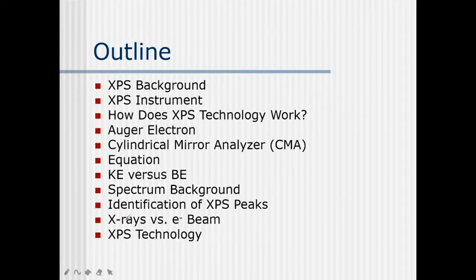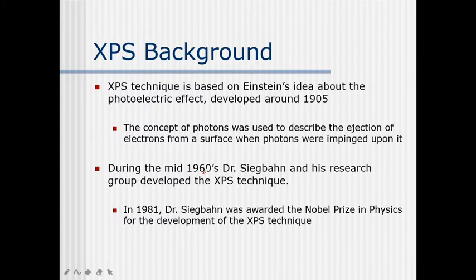Now in this particular lecture, this is a basic outline that I am going to go through. XPS background, XPS instrument, how does XPS technology work, Auger electron, cylindrical mirror analyzer, the equation related to it, kinetic energy versus the binding energy, spectrum background, identification of XPS peaks, X-rays versus the electron beam and the XPS technology. So this is the basic outline that I am going to go through.